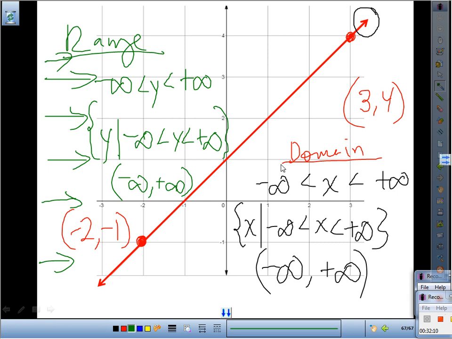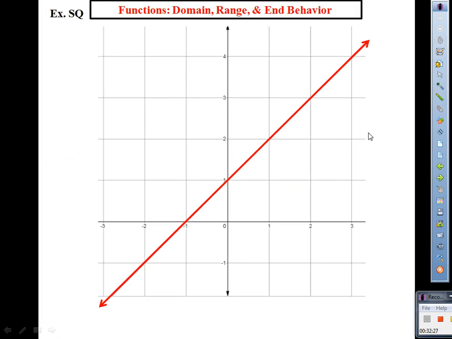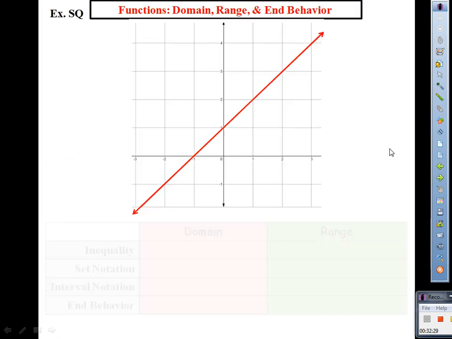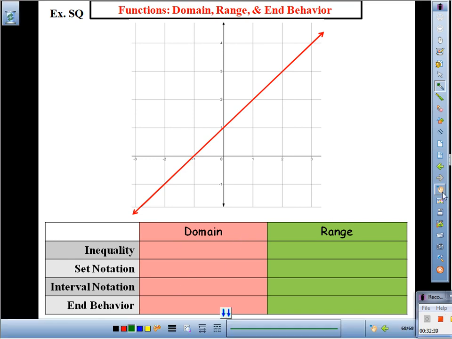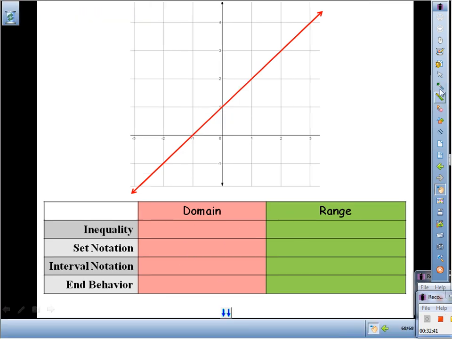All right. So now that we covered that, I'm going to zoom out. Check this out. Now I'm going to talk about end behavior. Writing pencils down, look up to the screen. Here it goes. I'm going to focus on the domain.